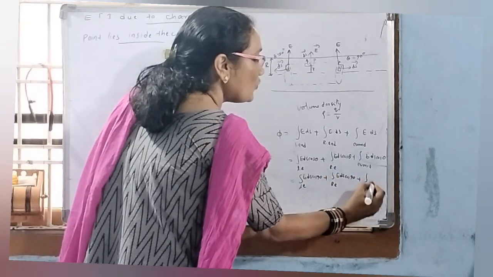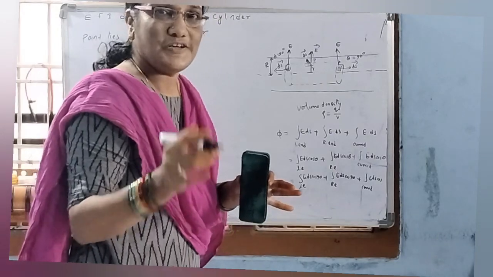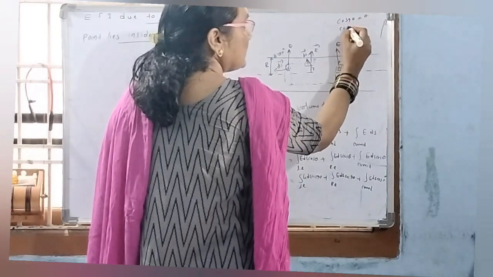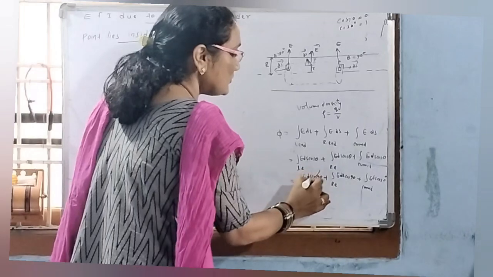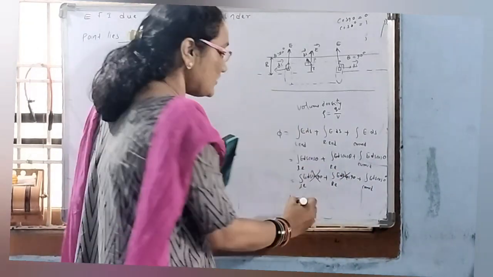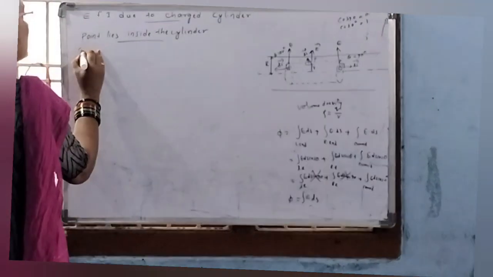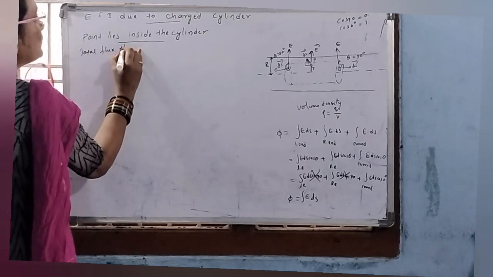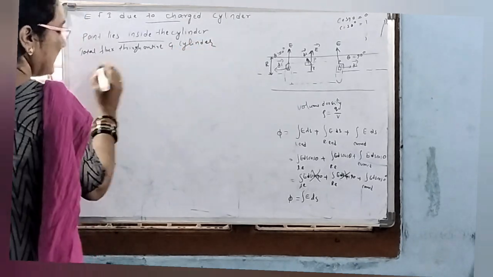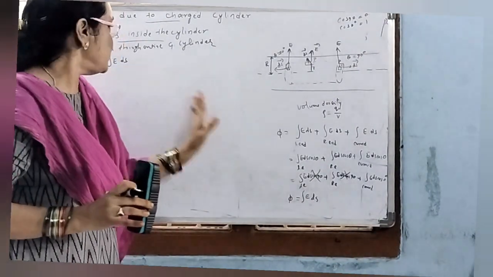And for the curved surface, what will be the angle? So here dS and E both are in the same direction. So the angle will be 0 degrees. And what is the value of cos 90? 0, and the value of cos 0 is 1. So these two are zeros. So now the total flux will be only due to the curved surface, that is integral E dot dS. So now let us write the total flux through the entire Gaussian cylinder: phi is equal to integral E dot dS. Right, clear?